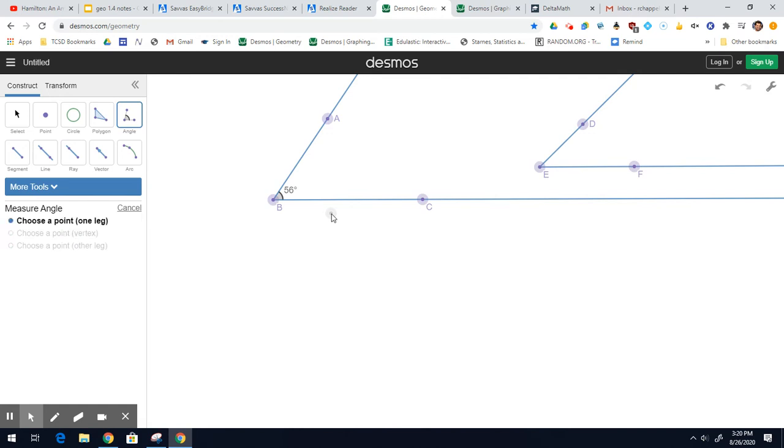That's a 56-degree angle. Now, angle DEF looks smaller, right? So let's see how it is. D, E, and then F. It is smaller, 44 degrees. So let's make them both 50 degrees, okay?